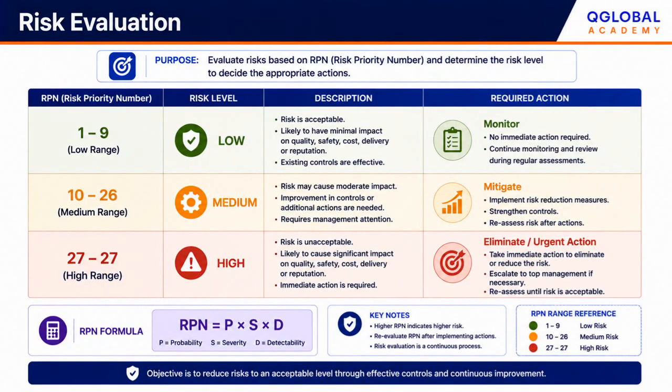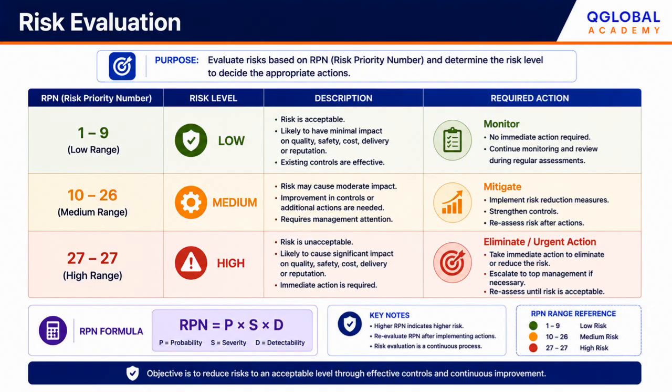After calculating the risk priority number, the next step is risk evaluation. Risk evaluation determines whether the calculated risk is acceptable and identifies the actions that should be taken. Let's begin with low risk, which covers an RPN from 1 to 9. These risks are generally acceptable. They have minimal impact, and existing controls are considered effective. No immediate action is required, but regular monitoring and periodic reviews should continue.